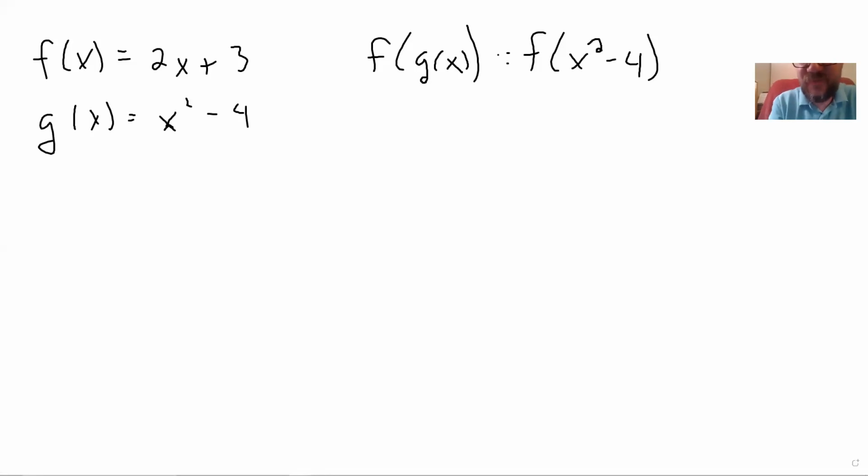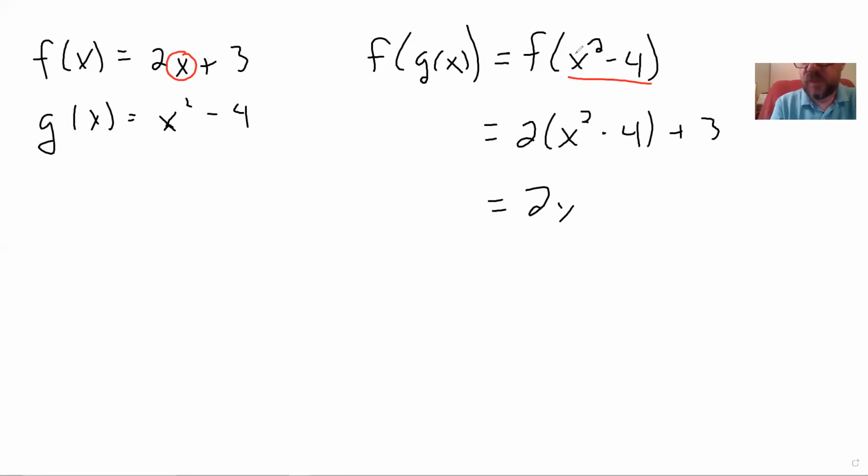Okay, so the way I'm going to do that is I'm just going to take x squared minus 4 and put it in for the x in f of x. So this is going to be 2 times x squared minus 4 plus 3. I literally just replaced this x here with the x squared minus 4. That's all I did. And then I just simplify. So this is going to be 2x squared minus 8 plus 3, which is 2x squared minus 5. There you go. That's f of g.